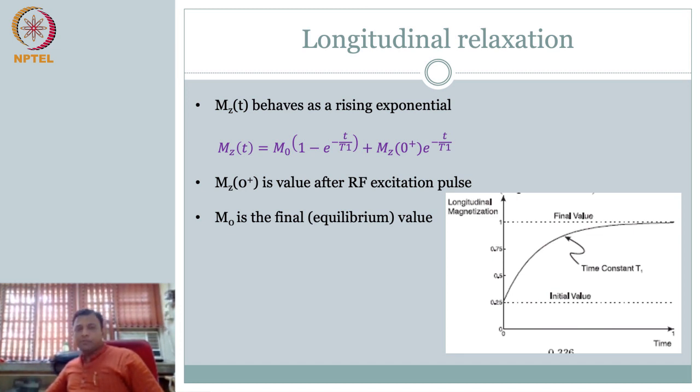Just to be clear, MZ of 0 plus is the value at the RF excitation pulse, meaning when you start, M0 is very clear. You allow it to completely recover so that it is aligned into the static magnetic field, the maximum equilibrium value that it can get. But just for correctness, I don't have to allow it to come back fully before I push it down. The moment it starts to come up, I can again apply the RF excitation pulse and make it go down.